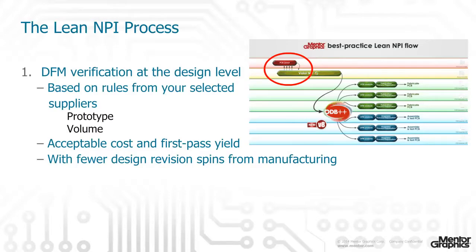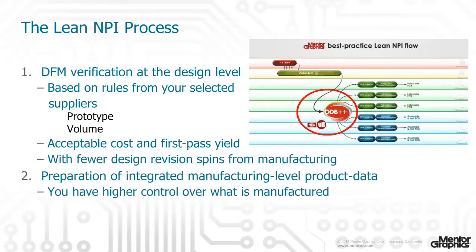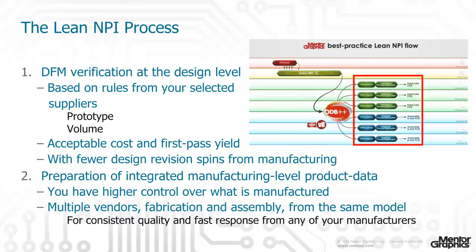Key aspects of the flow are verifying at the design stage that the product is manufacturable by all your suppliers with acceptable first-pass yield and cost, followed by handoff of a single integrated product model to the manufacturing process engineers for consistent process NPI by any or all of your approved suppliers. The lean NPI solution, when added to your design flow, comprises two essential aspects.